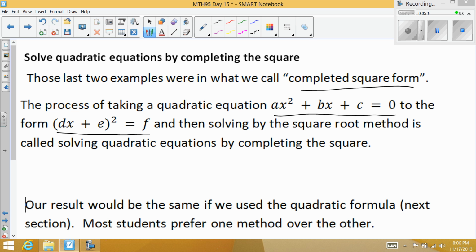Our result would be the same if we use the quadratic formula, which we'll be coming up to next, and most students have a preference for whether they're completing the square or using the quadratic formula. So we'll show you both. You can decide which one you like better.